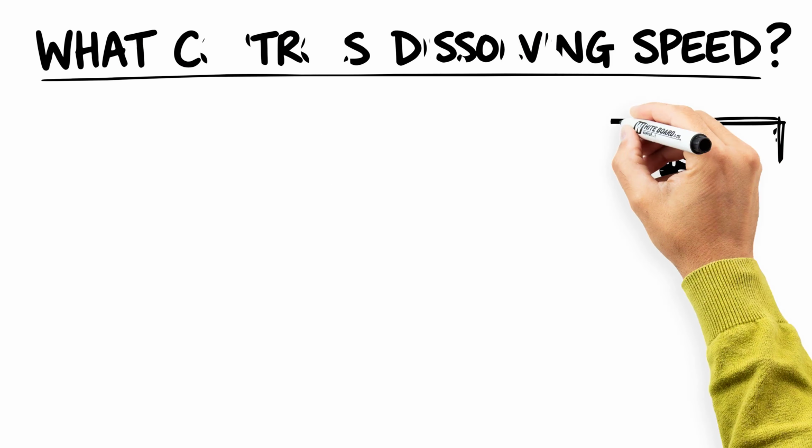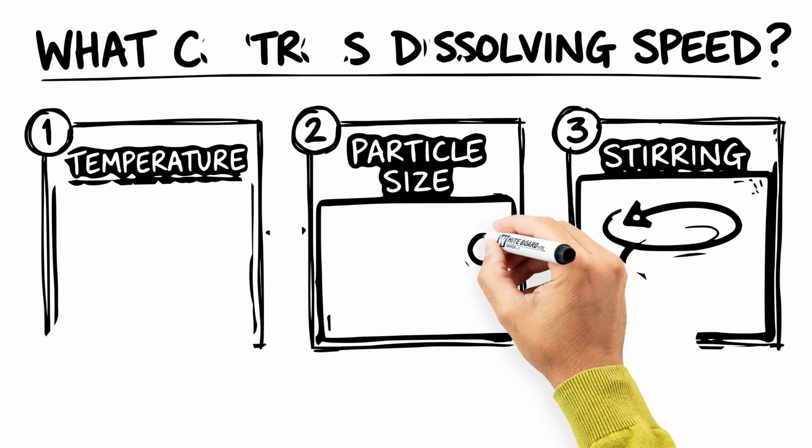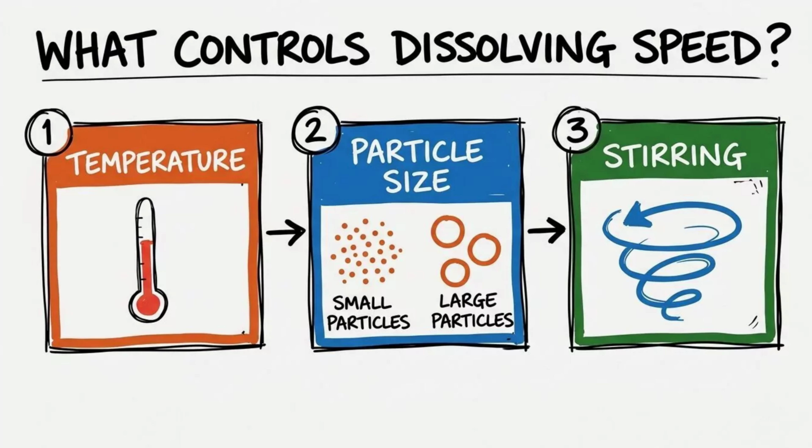Now here's where it gets really interesting. Not everything dissolves at the same speed. Some things dissolve in seconds, some take minutes. What controls how fast something dissolves? 3 factors. Let's go.